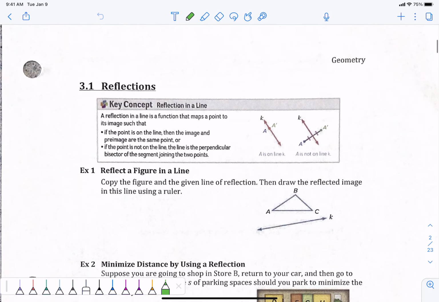3.1 is all about reflections, okay? And you guys should have a note card, so make sure you have a note card for this section. We're not going to write anything on the note card. We're just going to use that note card to measure things, okay?